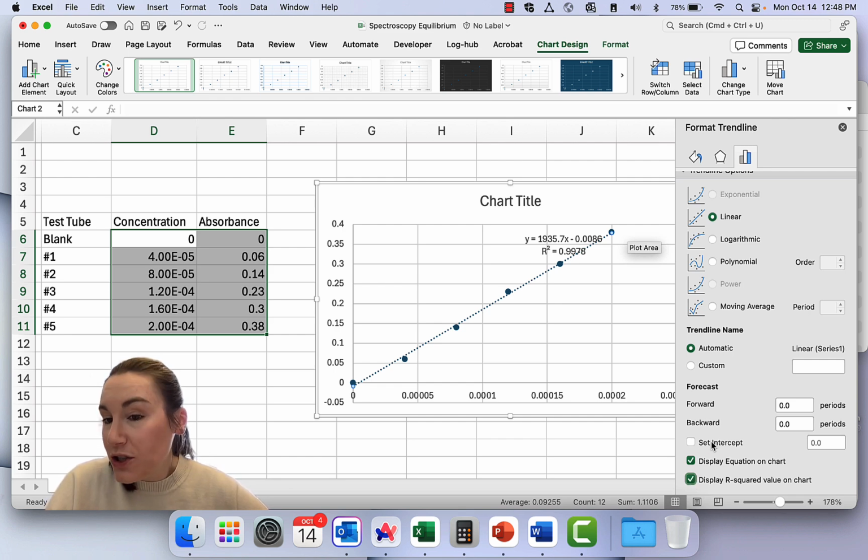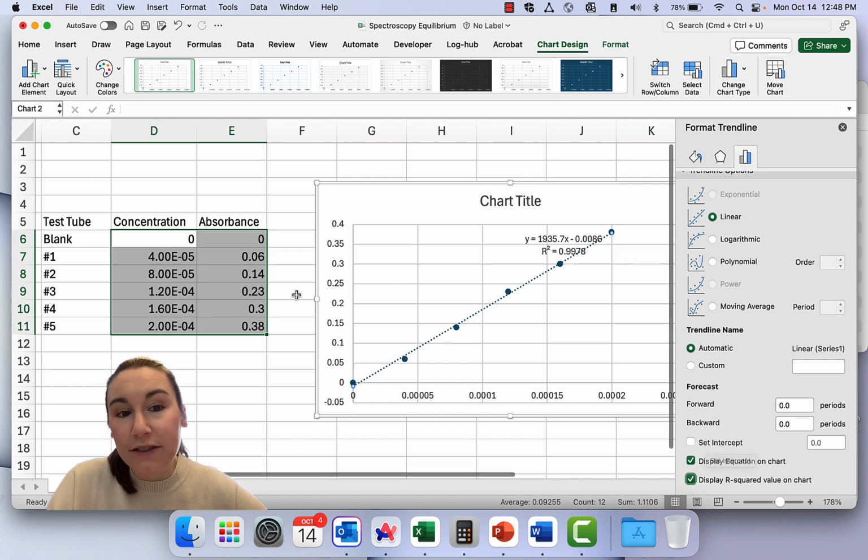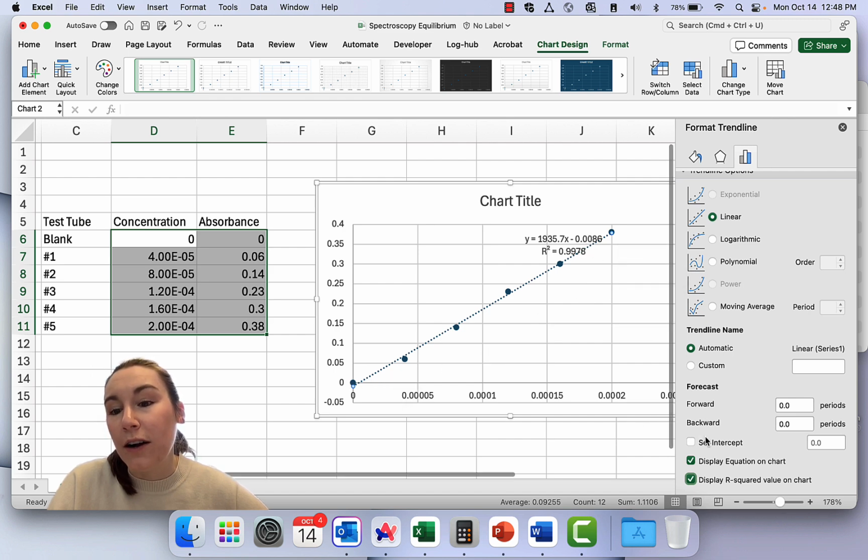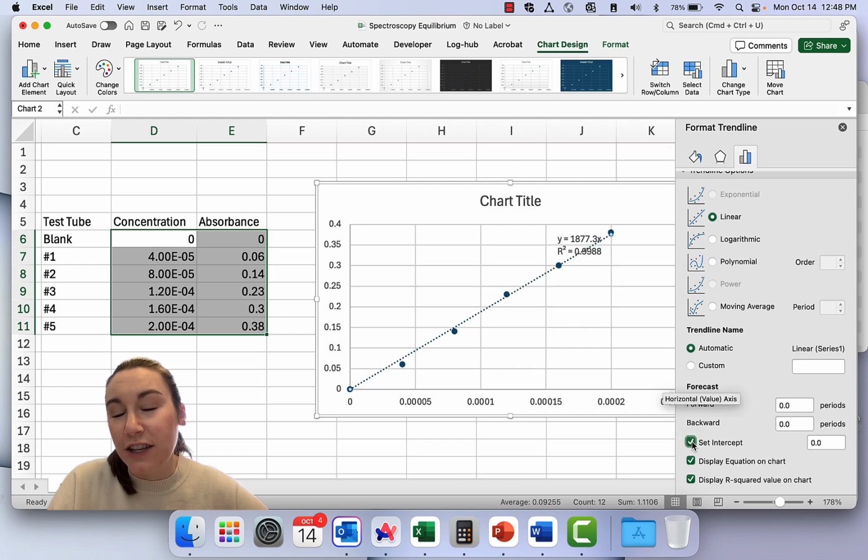What you don't want to do is set the intercept. You already have a 0, 0 option, so it's already plotting a 0, 0. We don't want to force this line through 0 because that's going to get rid of our b, our y-intercept. So if I do that, it just gets rid of it.